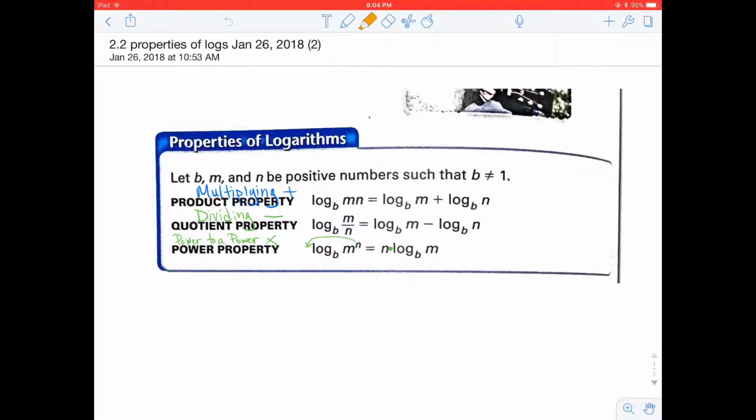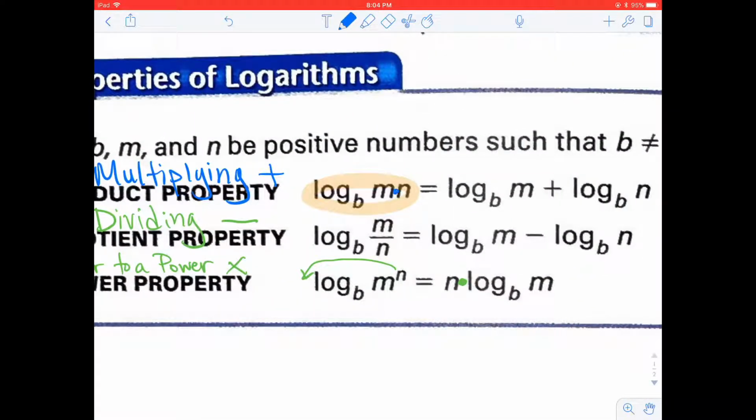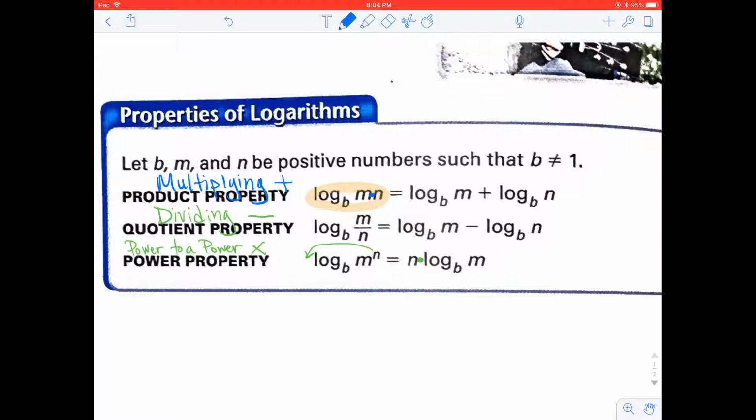So if you look up on the screen, you'll notice that M and N are touching, and anytime two things are touching in math, that's short for multiply. Then we're going to separate those two out. We're going to pull the M first and write that, and then we're going to add to that log B of N. So we separate those out with addition.